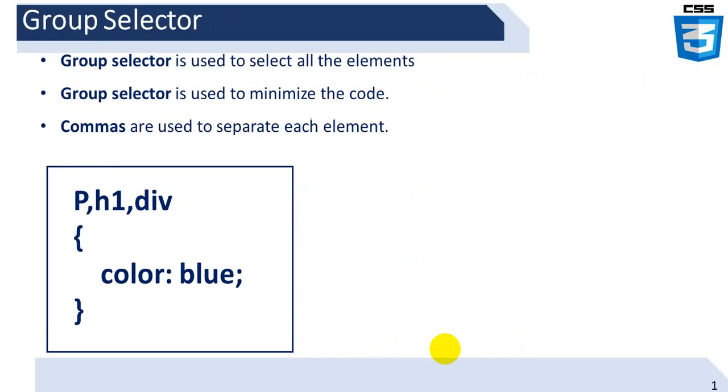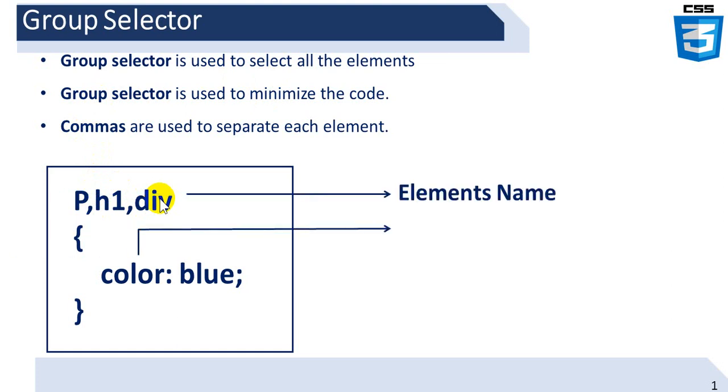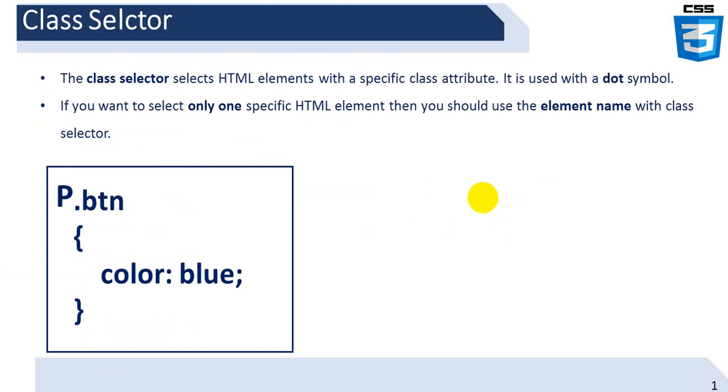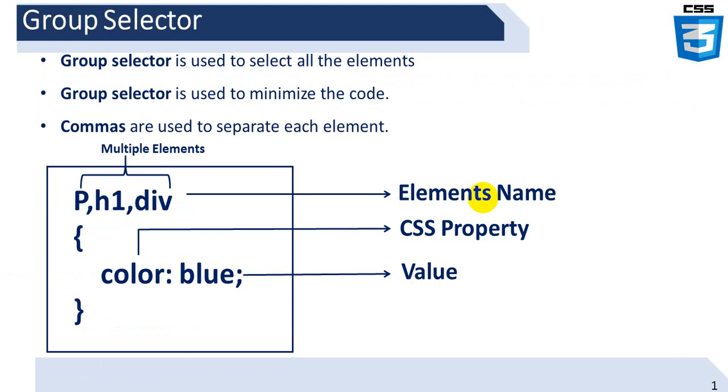See, group selector means it is used to select all the elements. Group selector is used to minimize the code. Instead of writing background color pink for h1, for anchor tag, for paragraph tag again and again, directly we can go with the group selector. Similarly here also they are passing p, h1, div, and applying blue color. Here it is elements name, elements means it is plural, right? So for the CSS property, blue color, multiple elements you can pass. So whenever we select more than one element, we call this as group selector, guys.